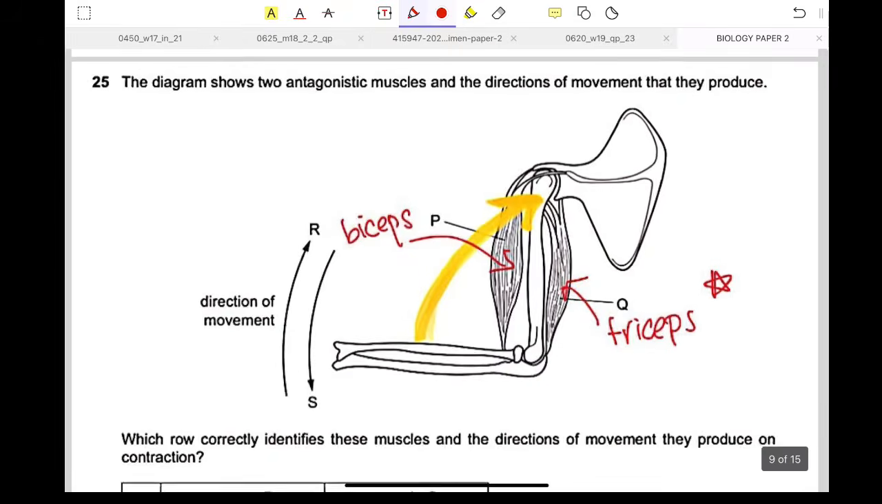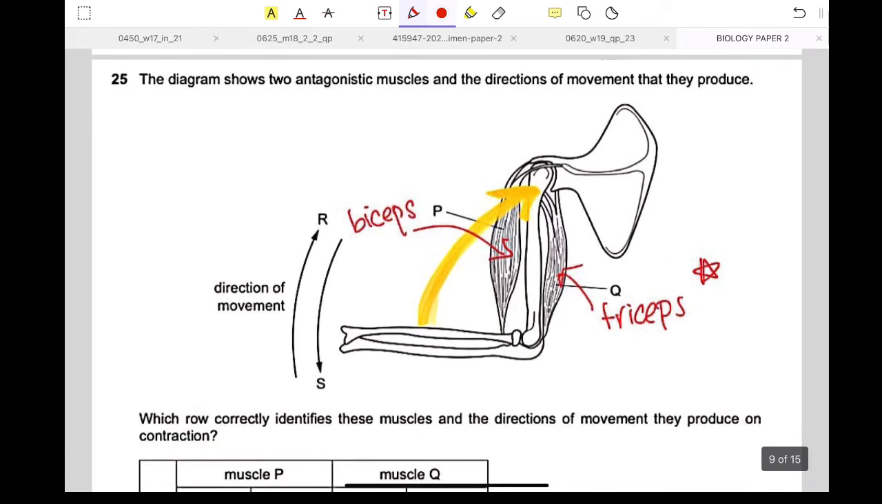Okay, now the diagram shows 2 antagonistic muscles and the direction of movement that they produce.